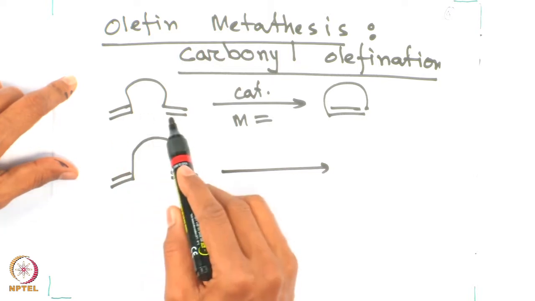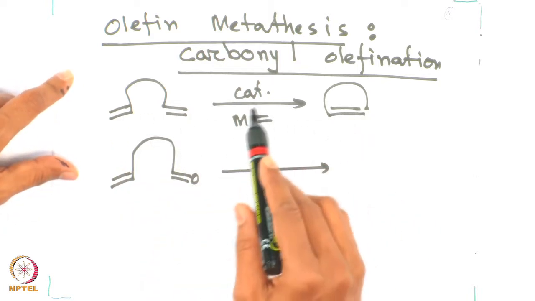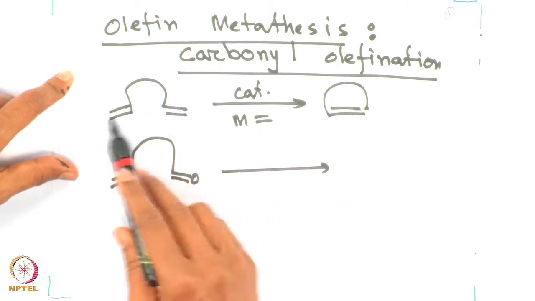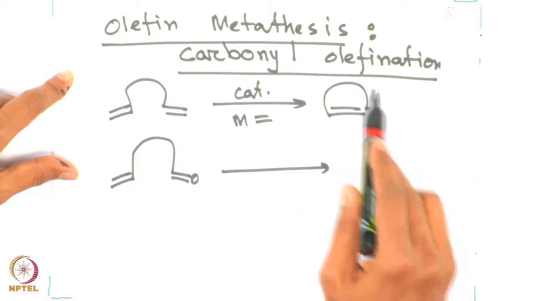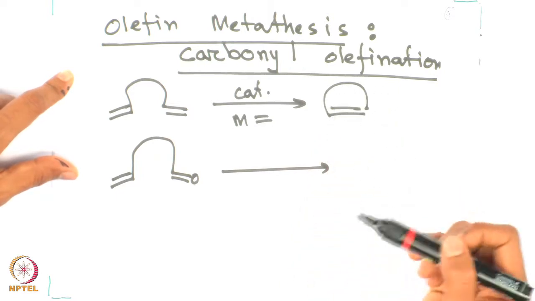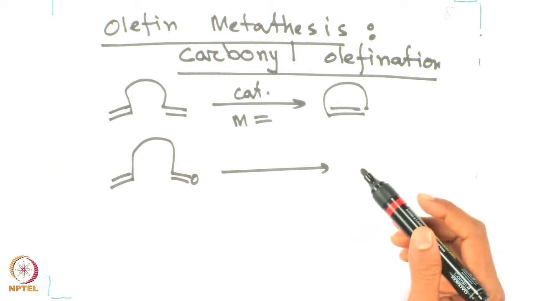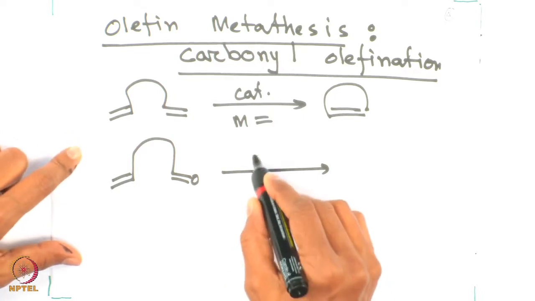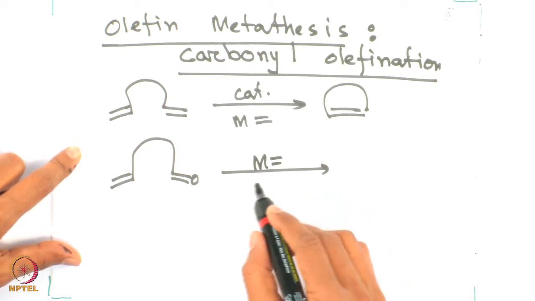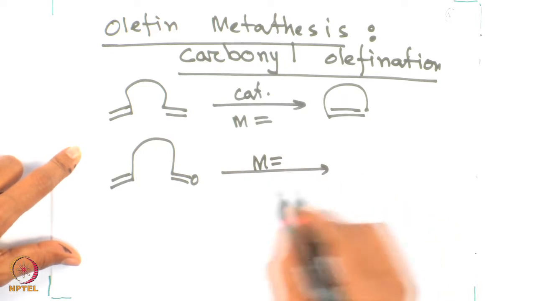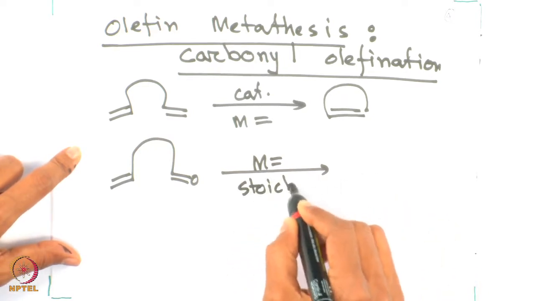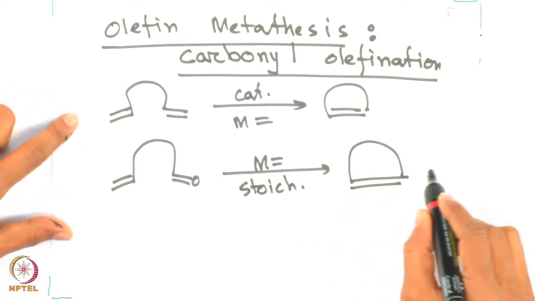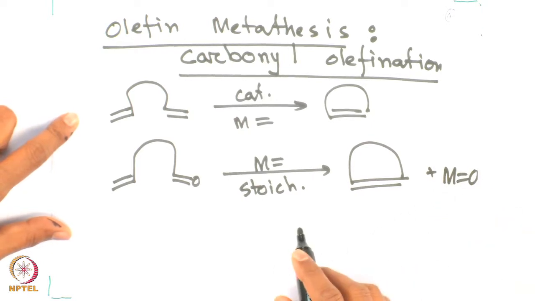Now, this is the olefin metathesis you are familiar with. The catalytic metal carbene is reacted with a diolefin to give you a larger ring containing olefin compound. Now, what we have over here is a terminal olefin and a ketone, and in these cases once again a metal carbene, but it has to be a stoichiometric version in this case, can give you the same product without much problem. Of course, you are going to get a metal oxide in the process.